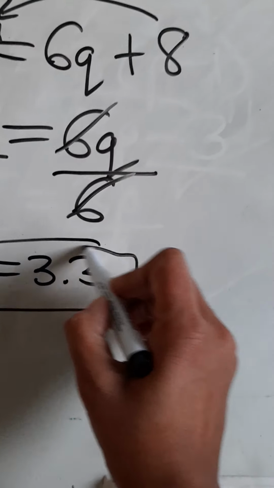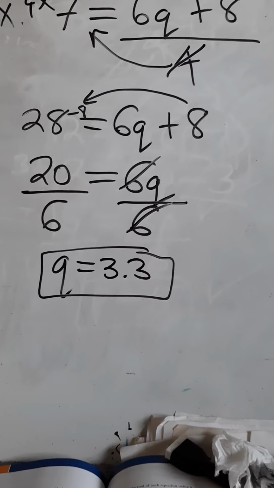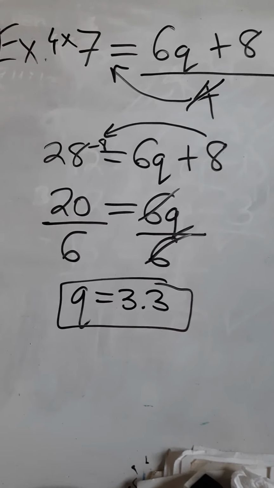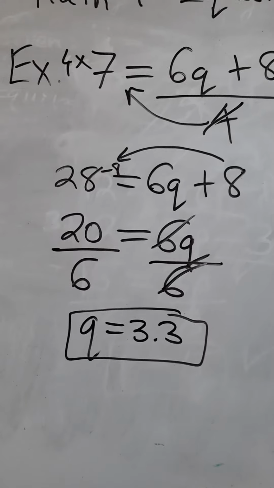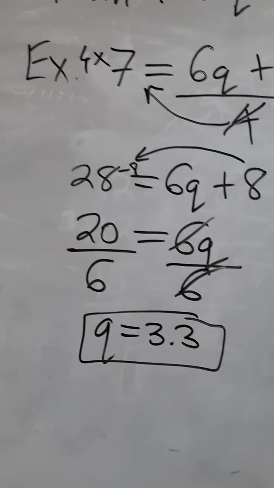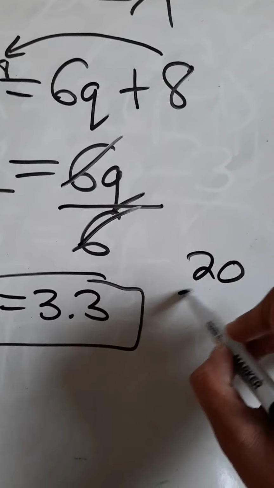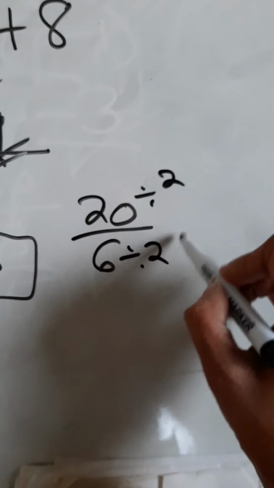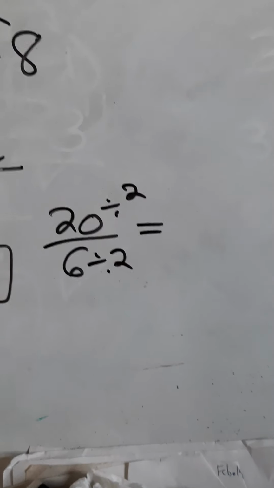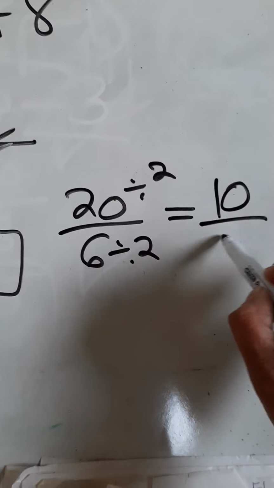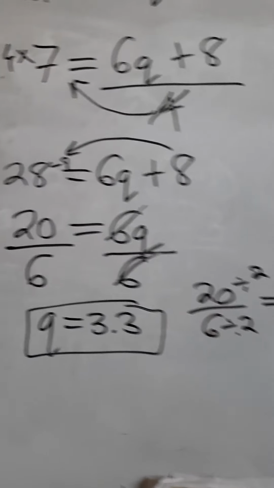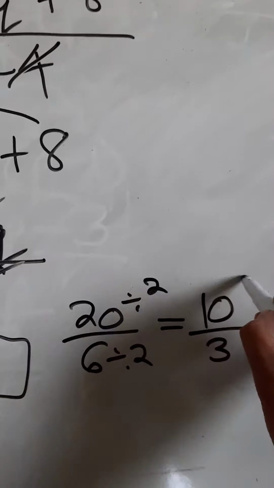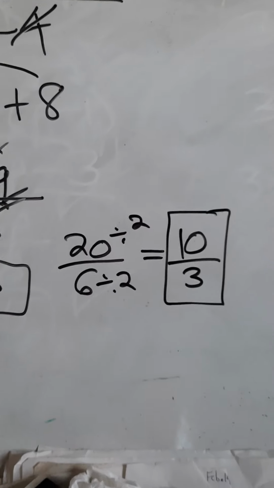So I'm just going to round it to 3.3 as my final answer here. If your teacher says to leave it as a fraction, 20 over 6 should be reduced. So let's put 20 over 6 here, and I'm going to make sure that I divide it by 2 on the top and the bottom. And what you're left with is going to be 10 over 3. So again, if you want to use the decimal, you can. I can also just use this fraction right here, which is 10 over 3.